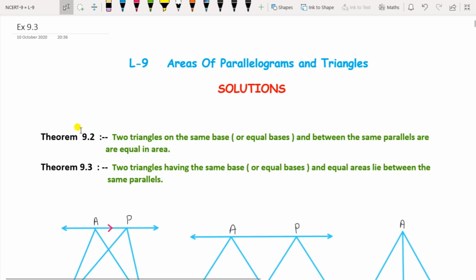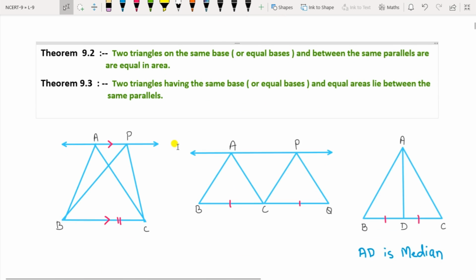So that is theorem 9.2. If two triangles are on the same base and lie between the same parallel lines, then their areas are equal, as in this case. So two triangles having the same base and lying between the same parallel lines here: the area of triangle ABC will be equal to the area of triangle PBC. Similarly, here also these are two congruent triangles. So if there are two congruent triangles, then their areas will be equal.